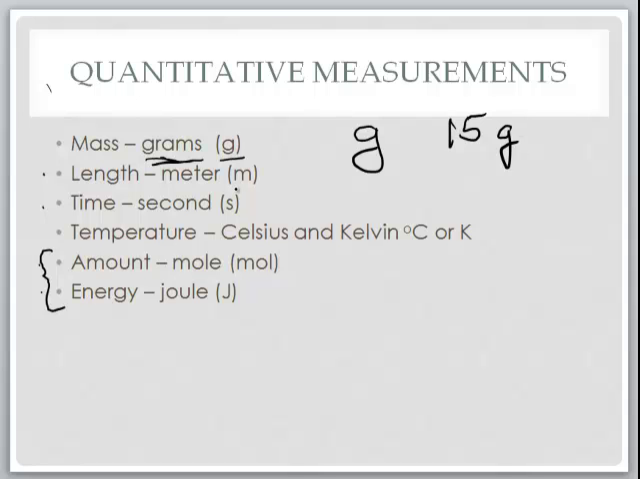I want to point out length. We usually use meter, however we'll also use centimeter, and we'll talk about the prefix in a little bit. We use seconds. For temperature, we're going to use degrees Celsius or Kelvin. We will hardly ever use Fahrenheit in this course. Almost always degrees Celsius or Kelvin. When we talk about amount of something, we're going to use this new unit that we call the mole, which we'll discuss in much more detail later. And when we talk about energy, we'll use the joule.